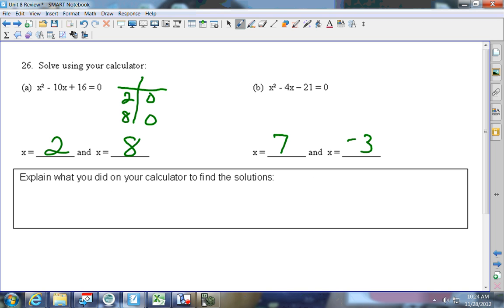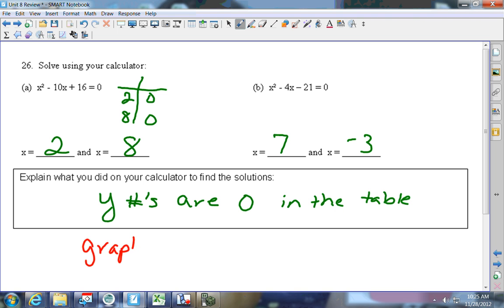How do you know in the calculator? It's where the y numbers are 0 in the table, or in the graph, this is where the parabola crosses the x-axis.